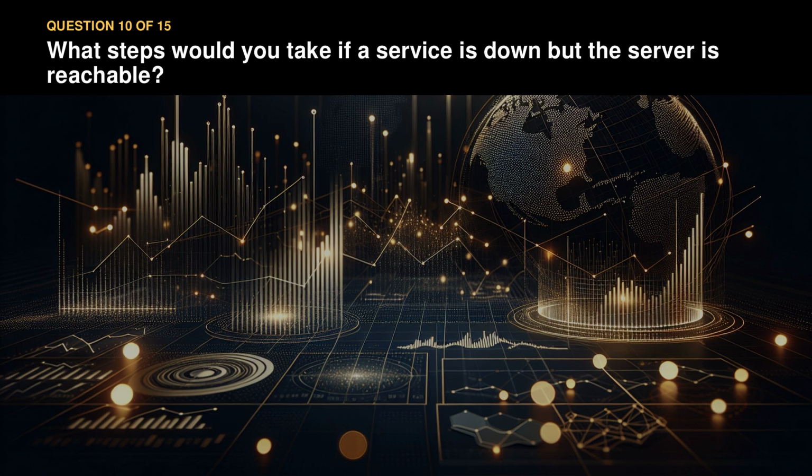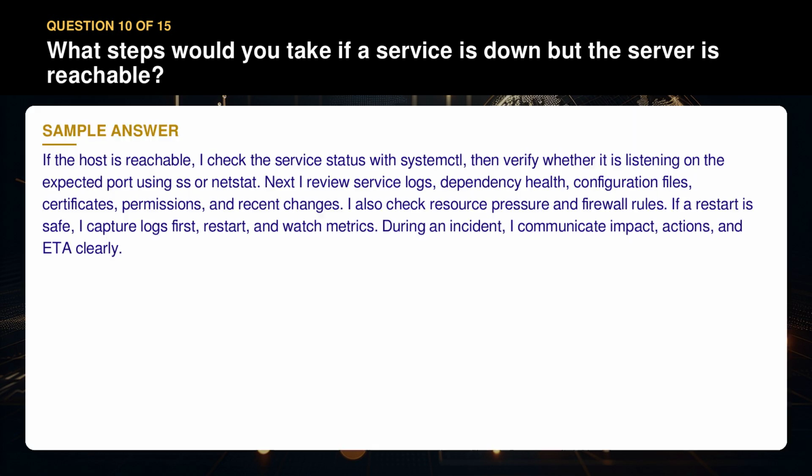Question 10. What steps would you take if a service is down, but the server is reachable? If the host is reachable, I check the service status with systemctl, then verify whether it is listening on the expected port using ss or netstat. Next, I review service logs, dependency health, configuration files, certificates, permissions, and recent changes. I also check resource pressure and firewall rules. If a restart is safe, I capture logs first, restart, and watch metrics. During an incident, I communicate impact, actions, and ETA clearly.